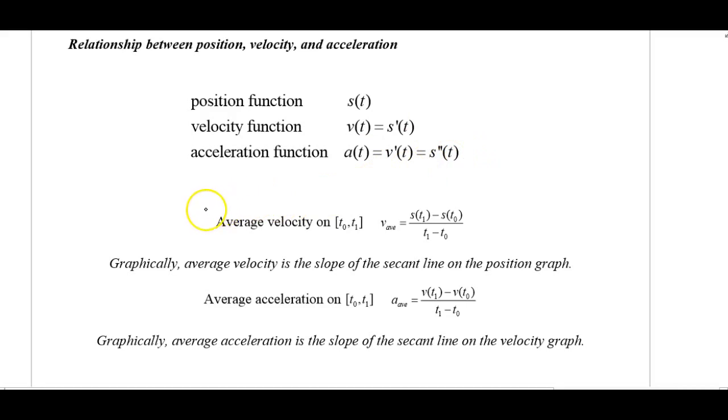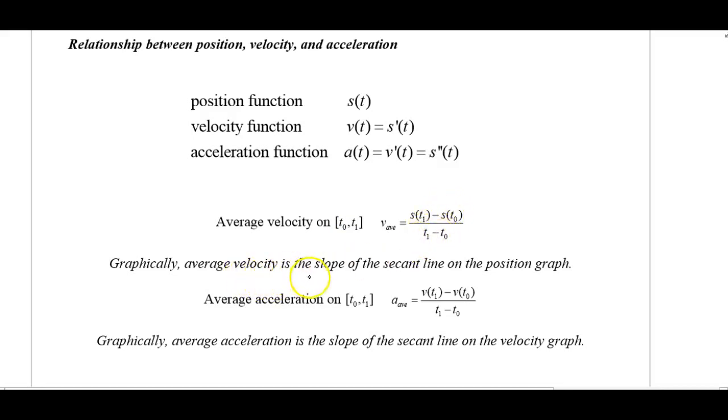Some other questions that might be asked involving velocity and acceleration are for average velocity or average acceleration. To find average velocity on the time interval from t0 to t1, average velocity is the change in position, so the previous function, over the change in time.